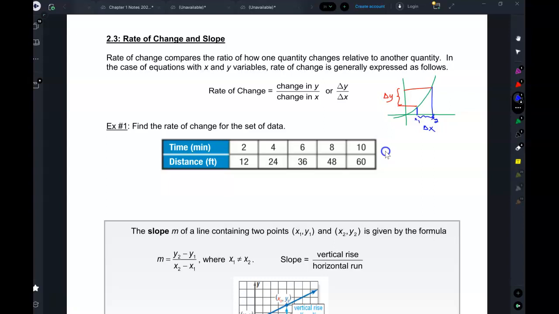So when you have data like this and you want to find the rate of change, what you would do is pick 2 points. Any 2 points will work, really. So you can pick this one and this one. And now for the rate of change, you want to do the change in the y value. In this case, the change in the y value is 48 minus 24, over the change in the x value, 8 minus 4. And this is the rate of change.